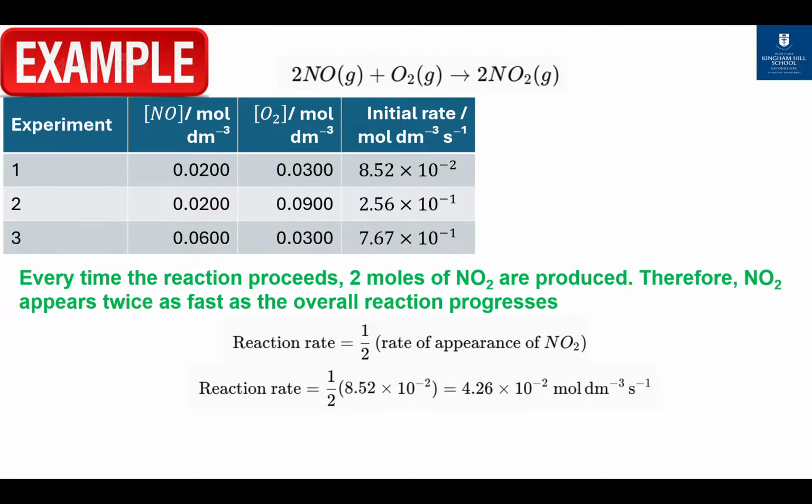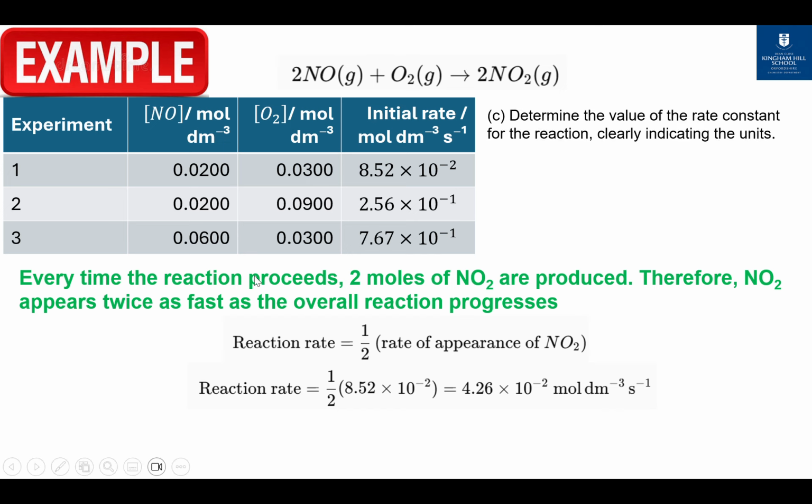If you see part C, here they're asking for the value of the rate constant. Every time the reaction proceeds, if you see the equation, 2 moles of NO2 are produced. Therefore, NO2 appears twice as fast overall. So it means the rate of reaction is half the rate of appearance of NO2. I'm so sorry, and of course from 2NO to NO2. So half means half of whatever value I've got here.